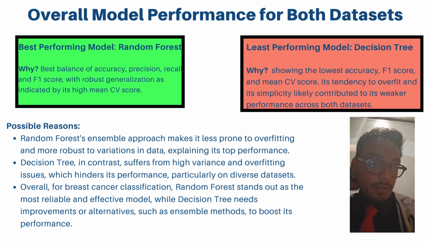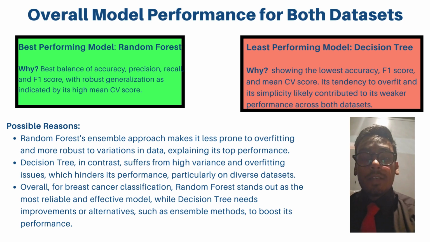Possible reasons across two datasets: random forest's ensemble approach, which combines multiple decision trees, makes it less prone to overfit and more robust to variations in the data, explaining its top performance. Decision tree, in contrast, suffers from high variance and overfitting issues, which hinder its performance, particularly on diverse datasets.